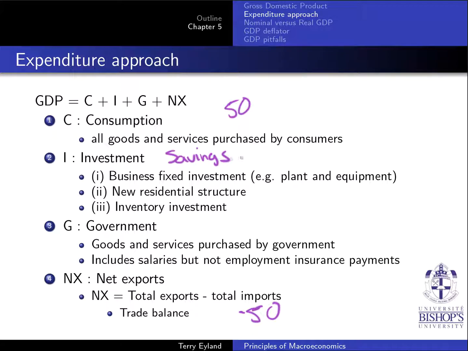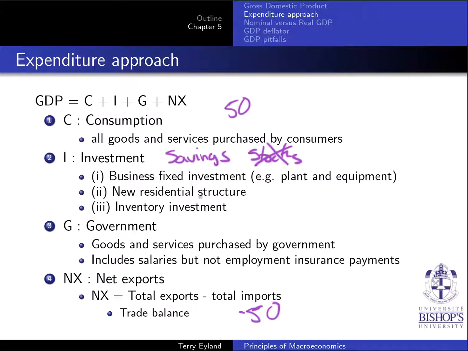But here we're not thinking about stocks, the purchase of stocks, bonds, or any other financial instruments. We're thinking of investment in the form of buying fixed investment for your businesses. Like if you're building a new plant or you're buying equipment, whether that's a video camera, computer, a car, a truck, any kind of machinery that you may need, that counts. As well, new residential structure counts. So if you build a new house, that counts as part of GDP.